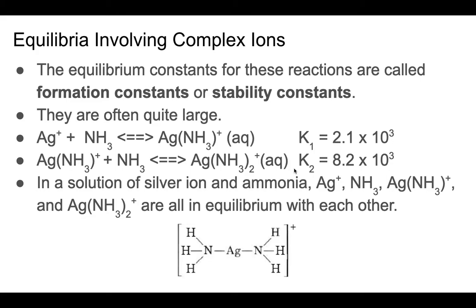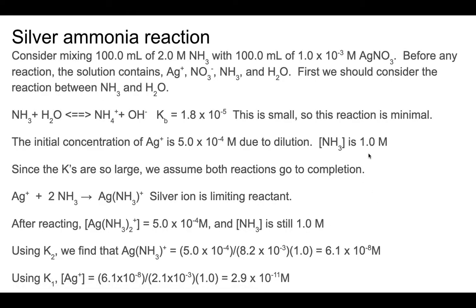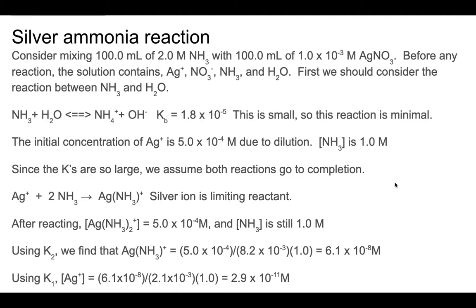Draw it out for yourself if you don't agree. So the silver ammonia, single ammonia, is 5 times 10 minus 4, the silver ammonia with 2 ammonias on it, divided by 8.2 times 10 to the, another misprint here, it should be 8.2 times 10 to the positive third, and also divided by 1 molar, the molarity of the ammonia. Now if you do that algebra, you get 6.1 times 10 to the minus 8. So that's a pretty small molarity. That proves that most of our silver is bound up with 2 ammonias, not 1.